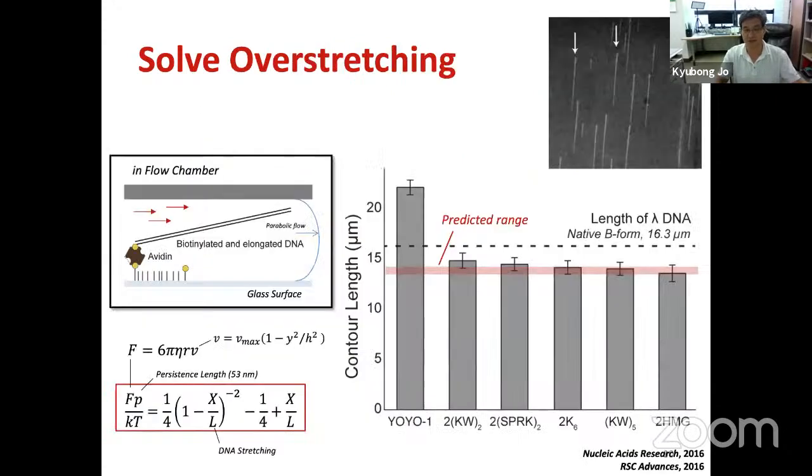Another problem we solved using this FPDBP is overstretching. So this is a YOYO-1 stretched DNA molecule, and this is the FPDBP stained DNA molecule, which is pretty much the same as the natural DNA molecule itself.